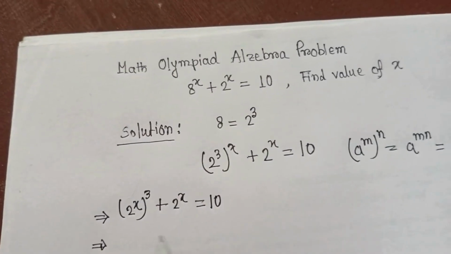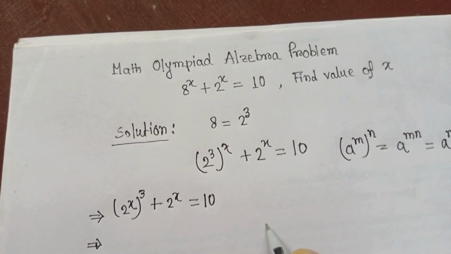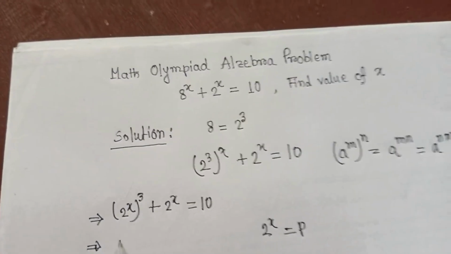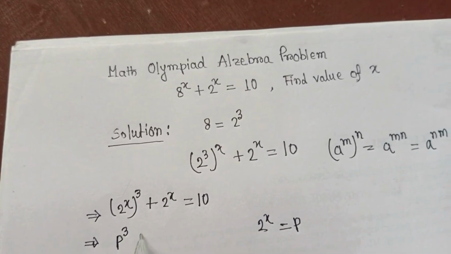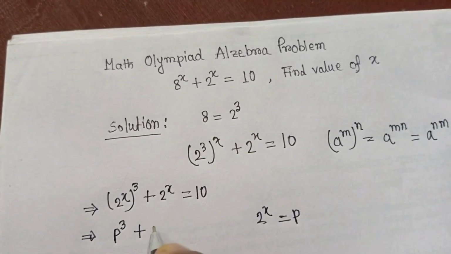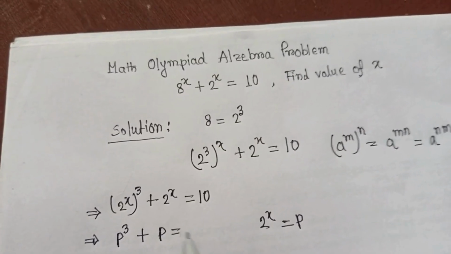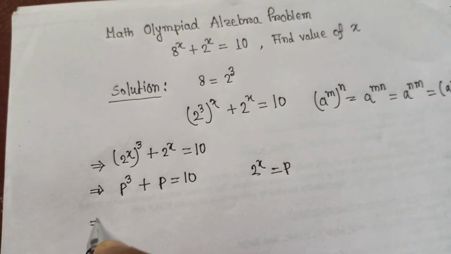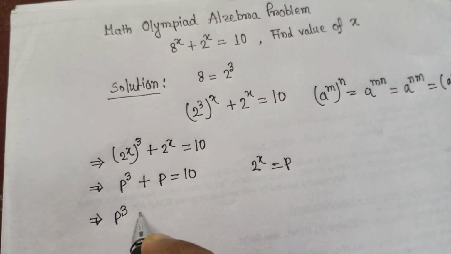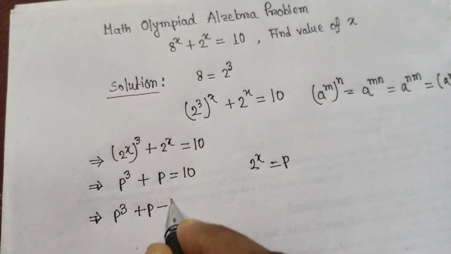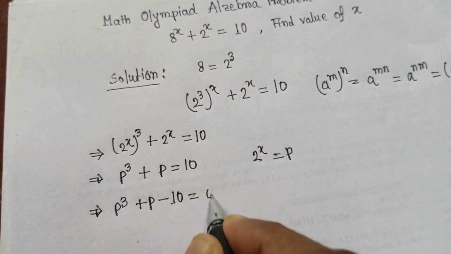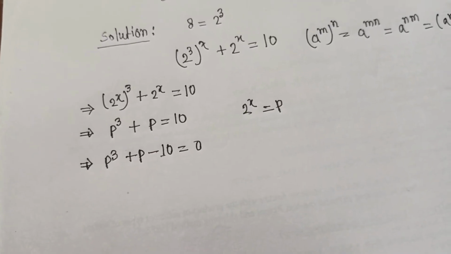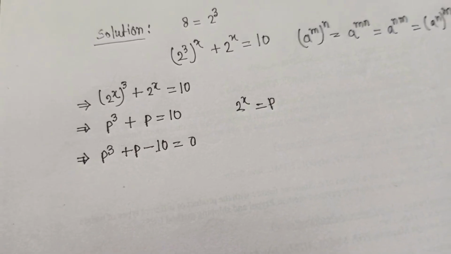Now if we consider that 2 to the power x equals p, then the equation becomes p to the power 3 plus p equals 10. Now we are going to move that 10 to the left side like this. So the equation becomes p cube plus p minus 10 equals 0.